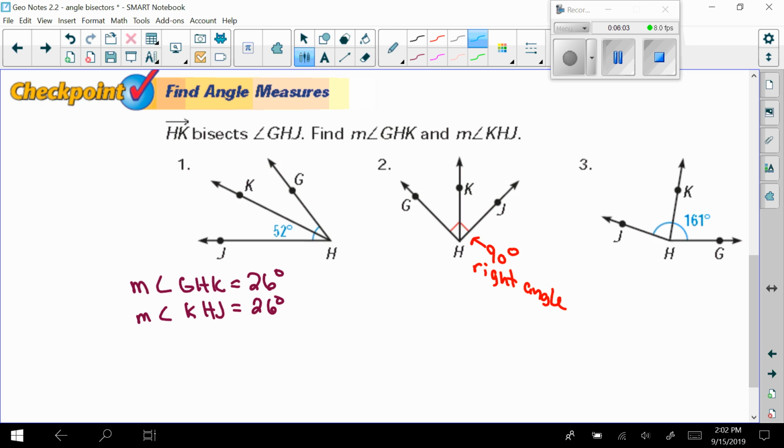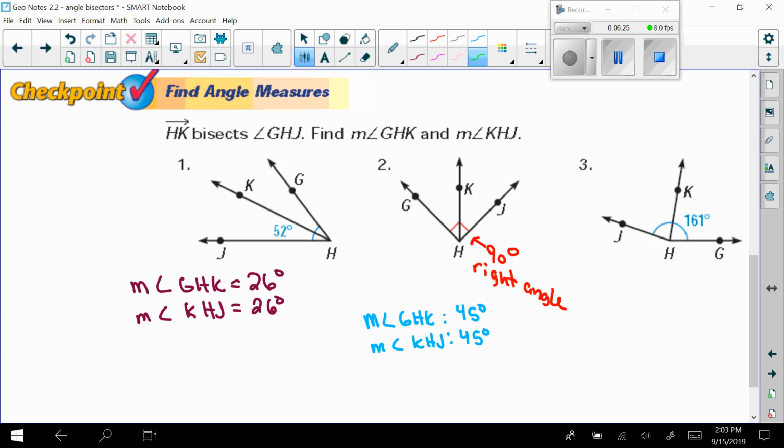All right, for the next one, the measurement of angle GHK is 45 degrees, and the measurement of angle KHJ is also 45 degrees.